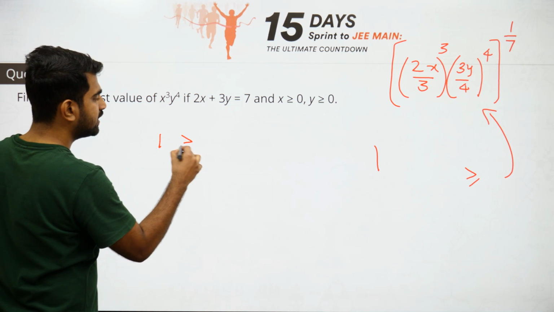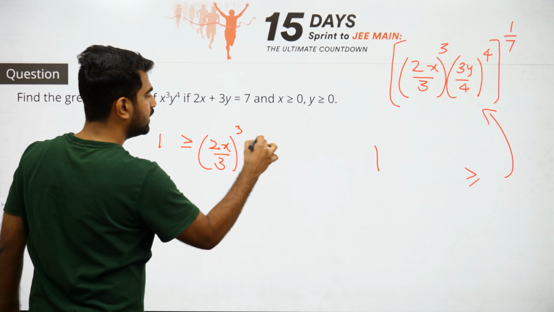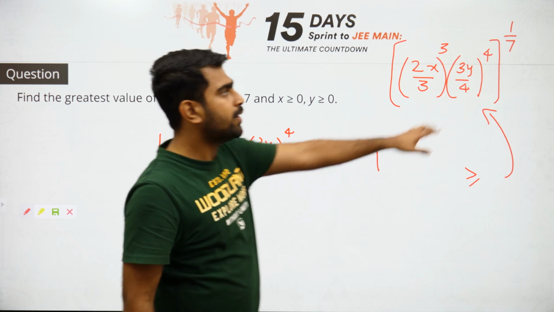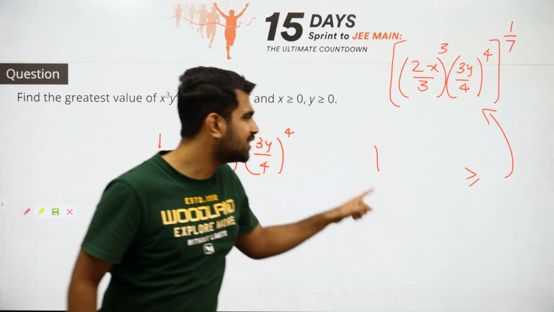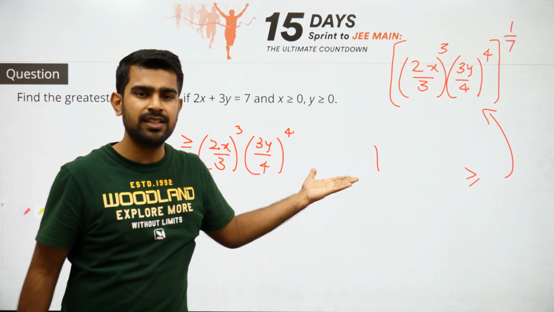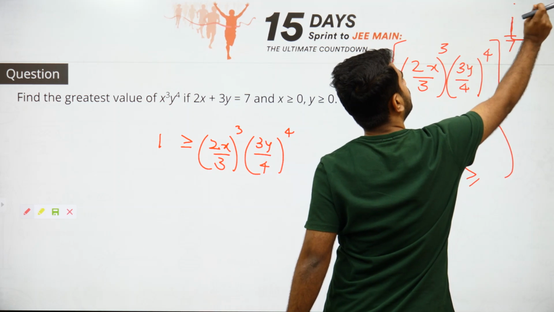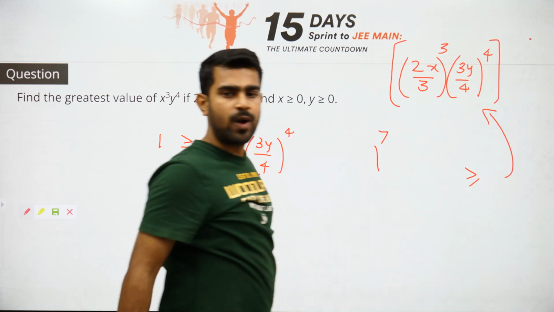So 1 is greater than or equal to (2x/3)^3 into (3y/4)^4. Now 1/7 is there, right? This 1/7, I will raise it to the power 7 because my right hand side is also positive. So it will be 1 to the power 7, and this will become 1.